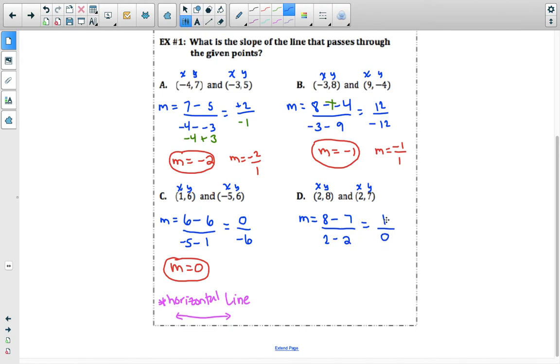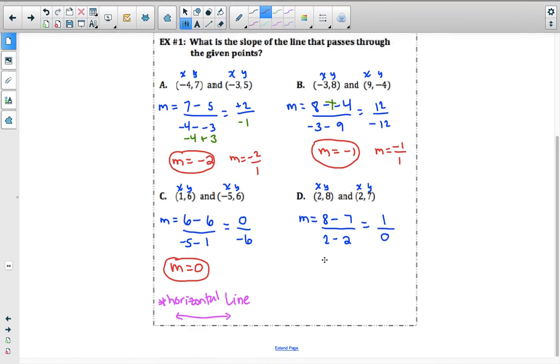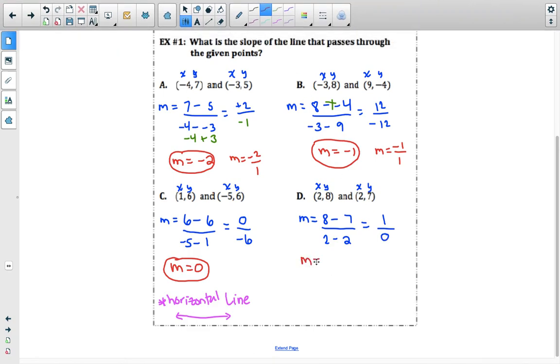I cannot divide a number by 0. Our slope in this case, again, is a special slope. This is the undefined slope. Undefined. This means that we have a vertical line. This is that special type of slope that tells us we will have a vertical line. It will look like this.